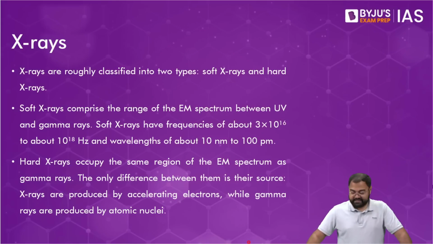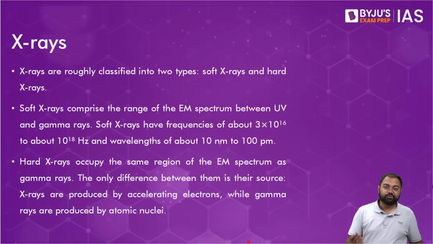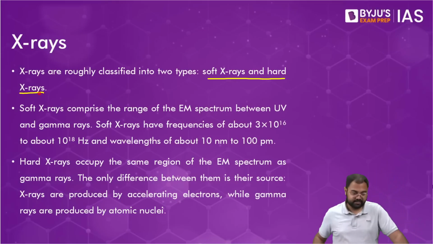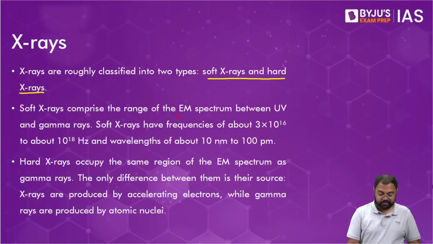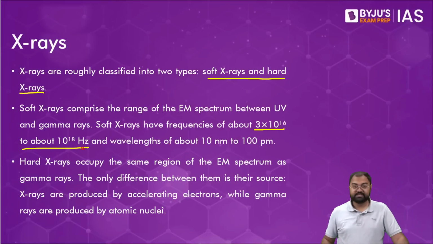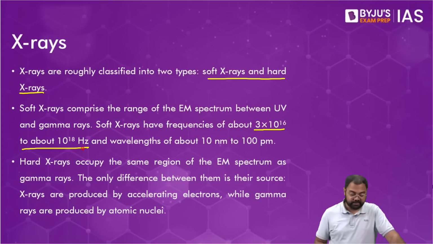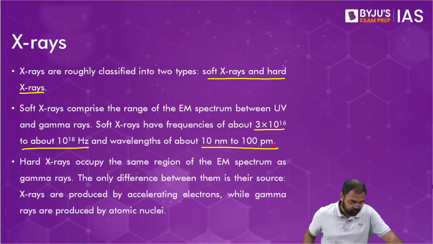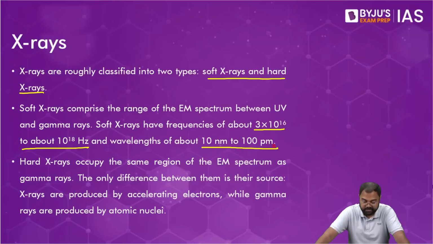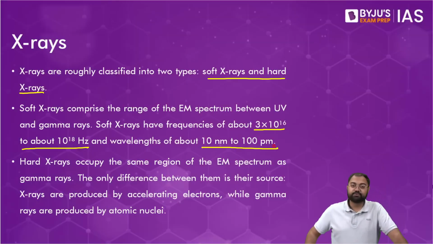Then we have X-rays. Now, in case of X-rays, there are two types: soft X-rays and hard X-rays. Soft X-rays basically comprise the range of the electromagnetic spectrum between the UV and the gamma rays. They have a frequency range between 3 into 10 to the power of 16 to 10 to the power of 18 hertz, whereas wavelength is in the range of 10 nanometers to 100 picometers.